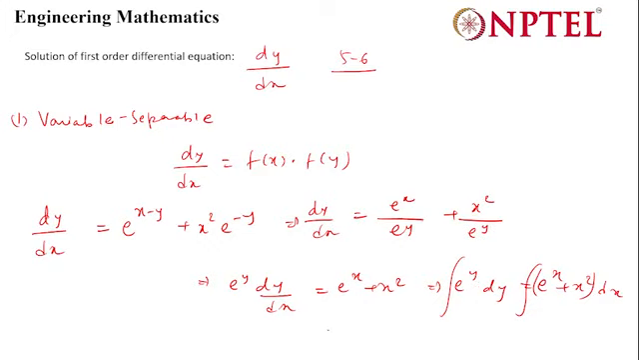Your solution will be e to the power y is equal to e to the power x, plus x cubed by 3, plus c. You can take a log also, and you can find the value in terms of just y also. Okay, that will be your answer.